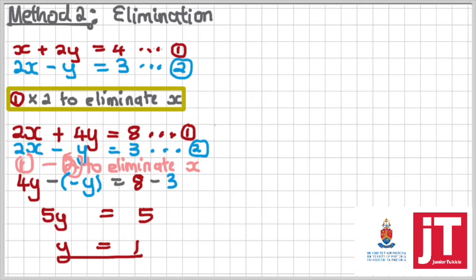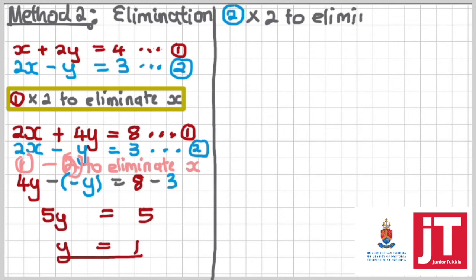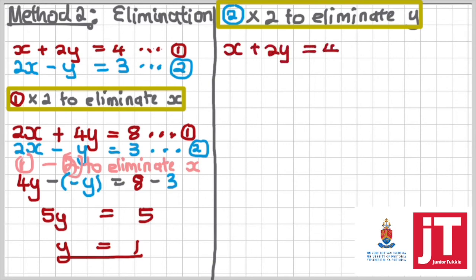To eliminate y, I can say equation number 2 multiplied by 2 in order to eliminate y. So I'm going to have x plus 2y is equal to 4 as my first equation. It doesn't change, but the second equation becomes 4x minus 2y is equal to 6. I've multiplied it by 2.